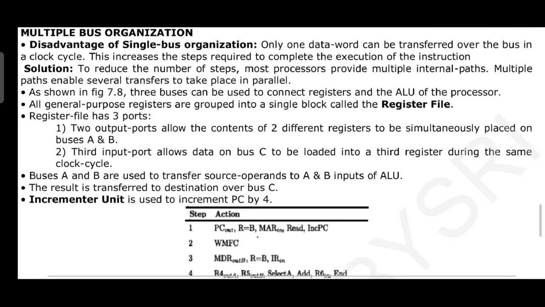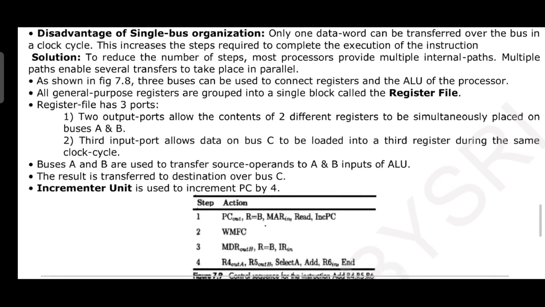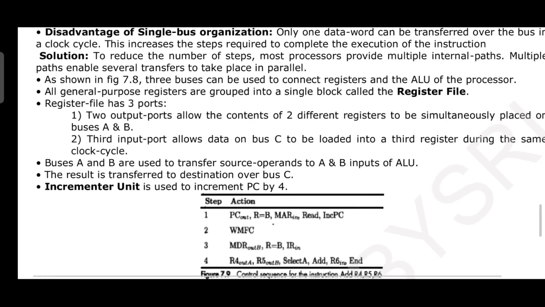So that's why, what will happen? Obviously, the number of steps for the execution will be reduced, right? The time consumption for the execution also will be reduced. So in order to improve the execution speed, in order to reduce the number of steps for the execution, we can go for a configuration called multiple bus organization. Multiple bus organization contains the register file, or set of registers, or group of registers.